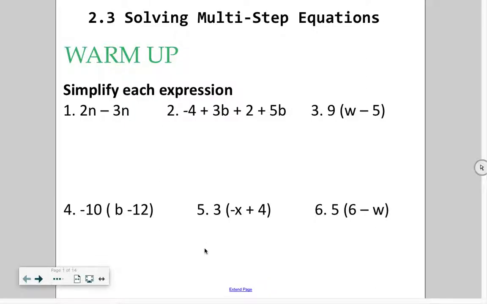Okay, so solving multi-step equations. Kylie, we did do about half of our notes, maybe a little bit more than half of our notes last week. So this is going to be the second half of the notes. So this should be what we pulled out of the box.